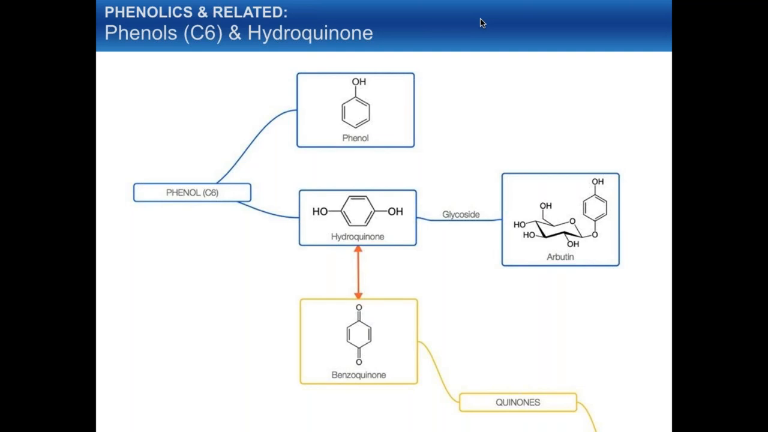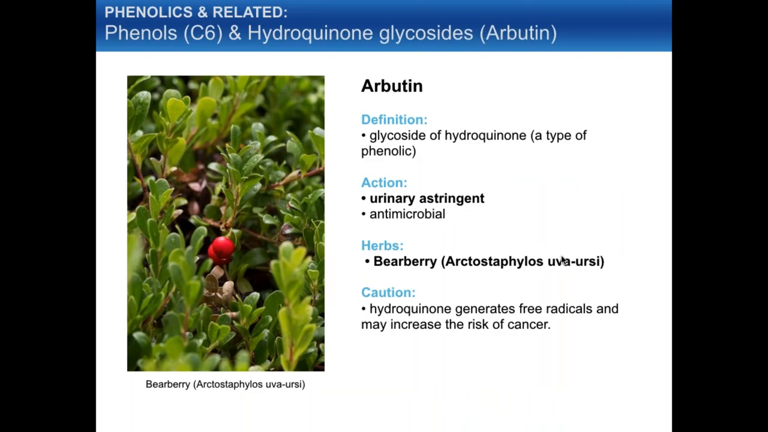And the way that hydroquinone becomes more stable and a little bit safer to use is when it's in the form of a glycoside. And so arbutin is a glycoside of hydroquinone. And arbutin is found primarily in bearberry. So bearberry is a classic herb used for urinary tract infections, and it's also called Arctostaphylos uva ursi.